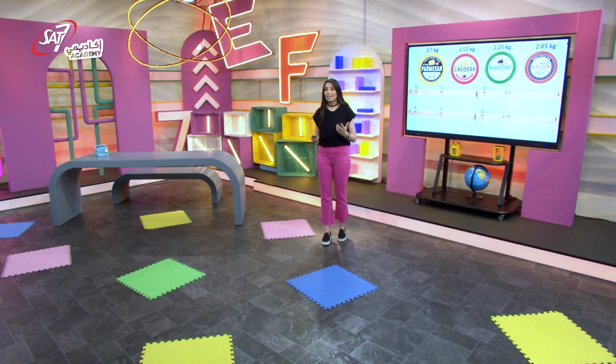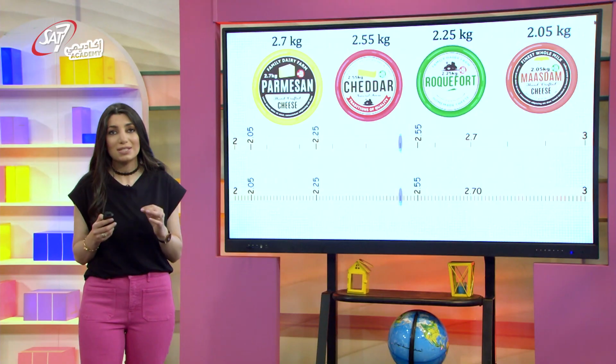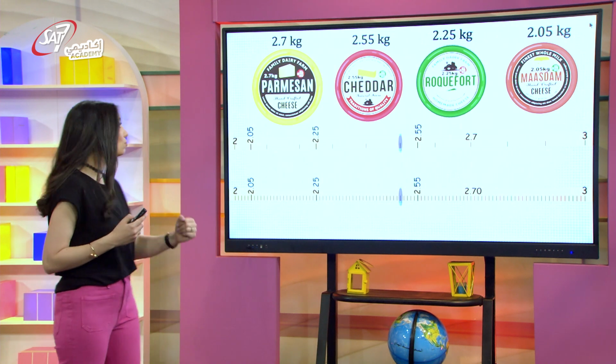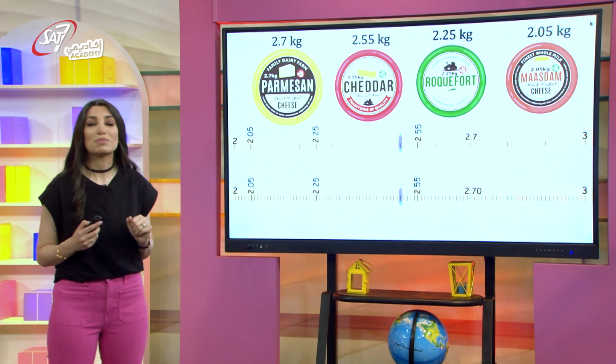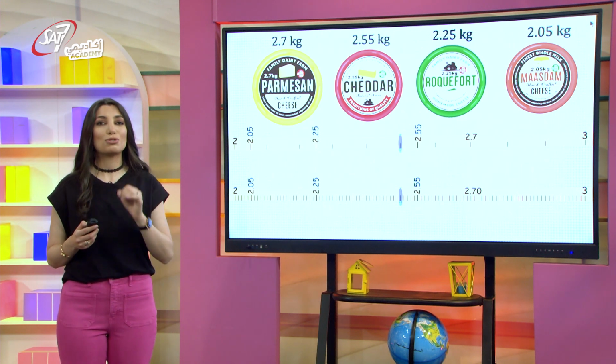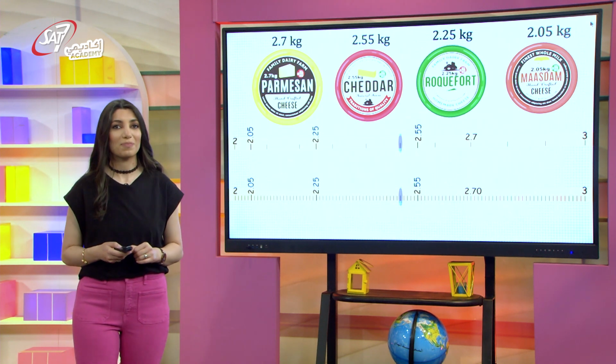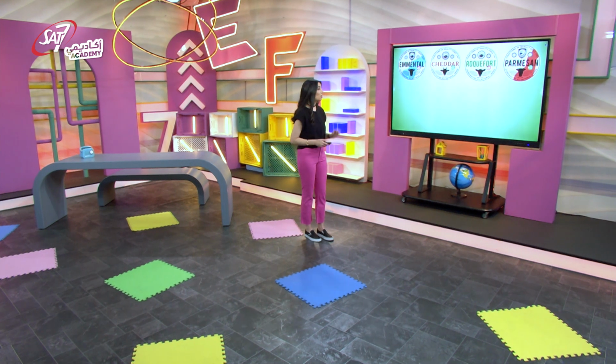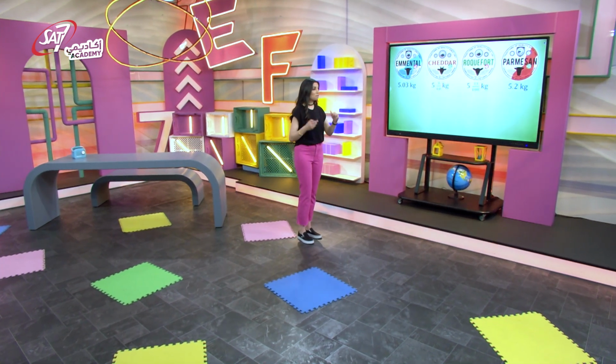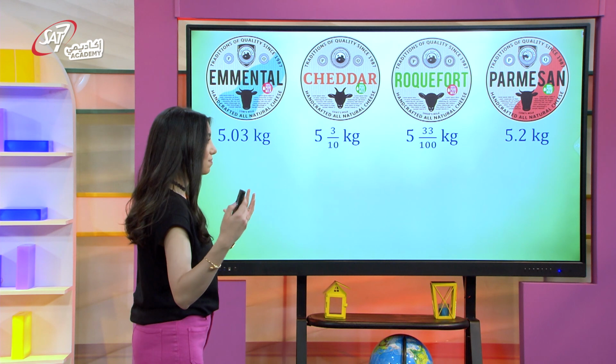Don't get confused. This isn't 2.5, meaning 2.50, but 2.05. It's 2.5/100. None of those packages contain exactly 2.5, but the closest is the second package, 2.55 kilograms, which is slightly more than 2.5 kilograms. Can you order the following amounts of cheese from least to greatest?